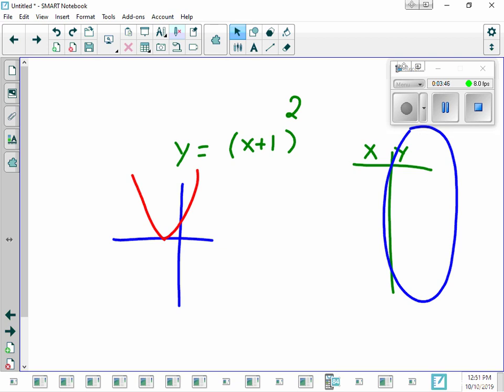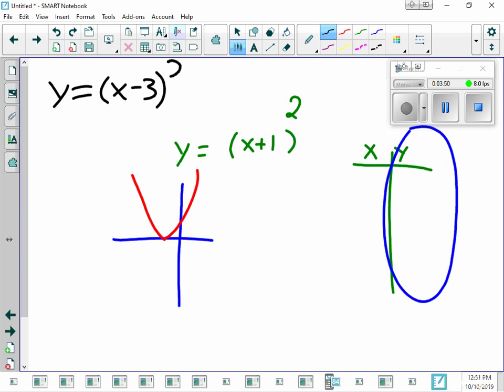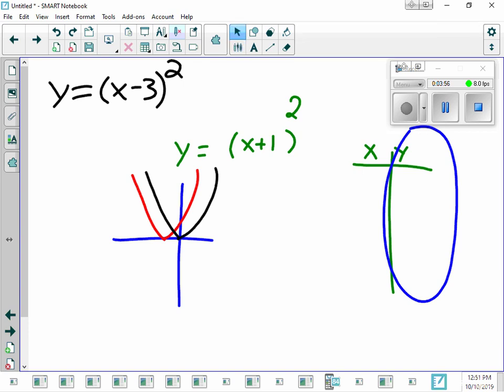Right. So if I had y equals (x minus 3) squared, where would that be? I take the normal parabola, and then I shift it 1, 2, 3 units to the right. Do you guys want to know why it is backwards, or do you care?